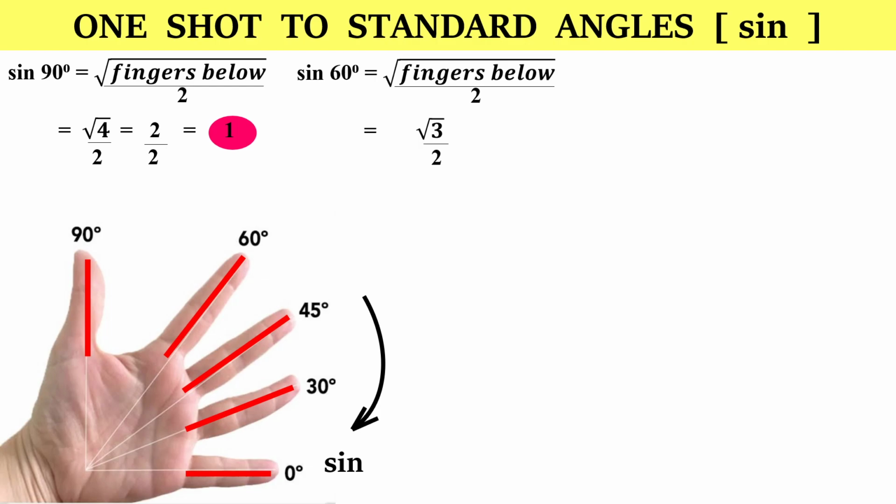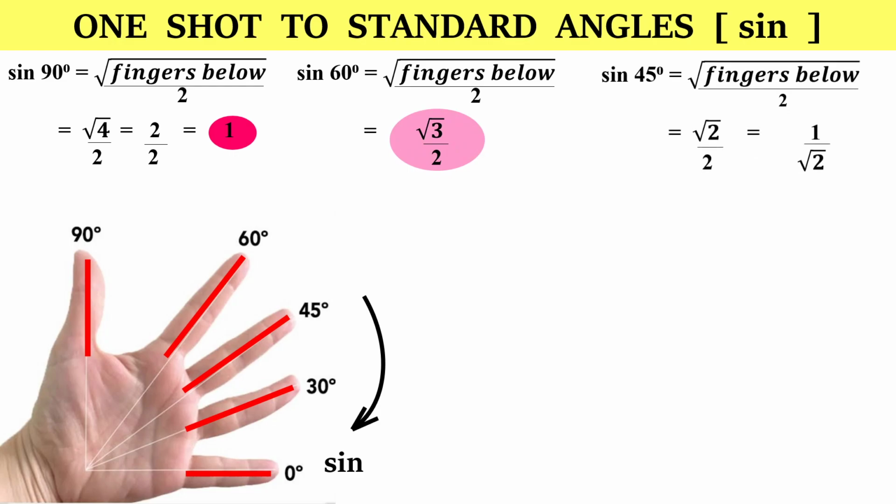Then the next finger is your index finger, that is taken as 60 degree. So now we are working for sine 60 degree. And how many fingers are below? Just count the number of fingers. There are 3. So the value of sine 60 degree becomes square root of 3 upon 2, and since it cannot be simplified further, this is my answer. Next we have the middle finger, the long finger, which is taken as 45 degree.